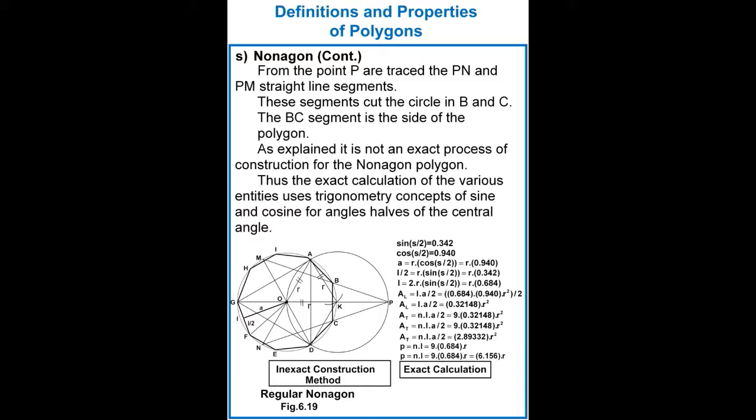As explained, the construction process is not accurate, it is an approximated process. In order to correctly calculate the dimensions of the various elements of the regular Nonagon polygon, it is necessary to use the concepts of sine and cosine for the central angle divided by 2. These calculations are shown on the right side of figure 6.19.